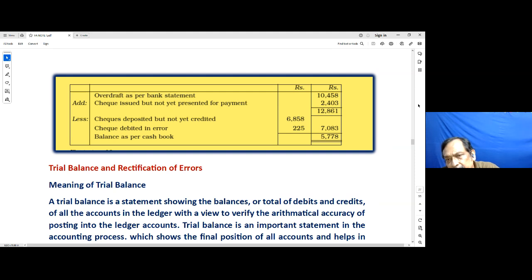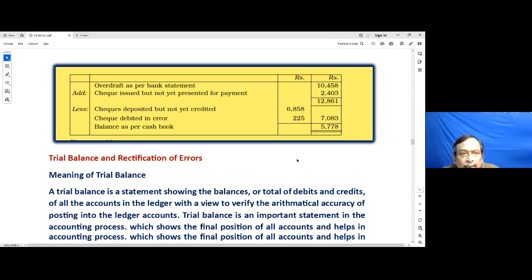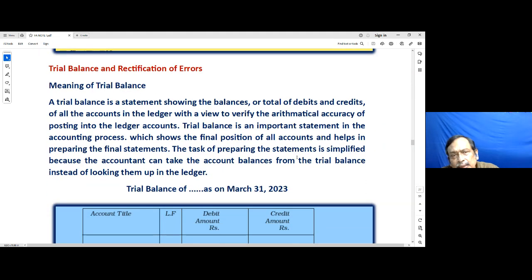That is the mistake in the bank statement. That's why we have taken minus 6858. Check debited in error 225. Then balance as per cash book will be 577. Now that is your bank reconciliation statement.